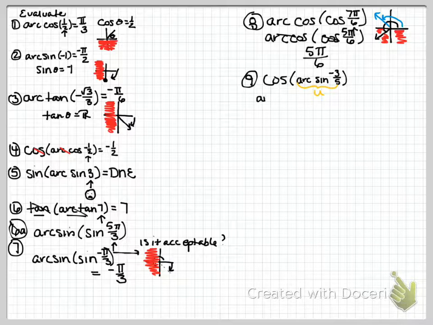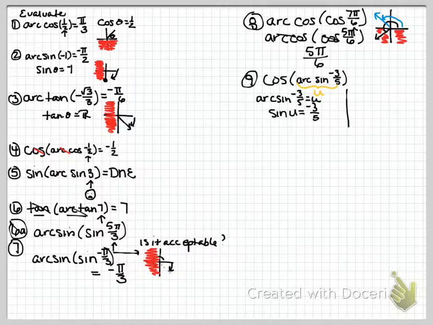So the arc sine of negative 3/5 equals u. That means that the sine of u equals negative 3/5. Now our restriction is based upon that arc. So that means I'm not in the second and third quadrants because it's sine. I am down here in the fourth quadrant. Now remember, sine is opposite over hypotenuse.